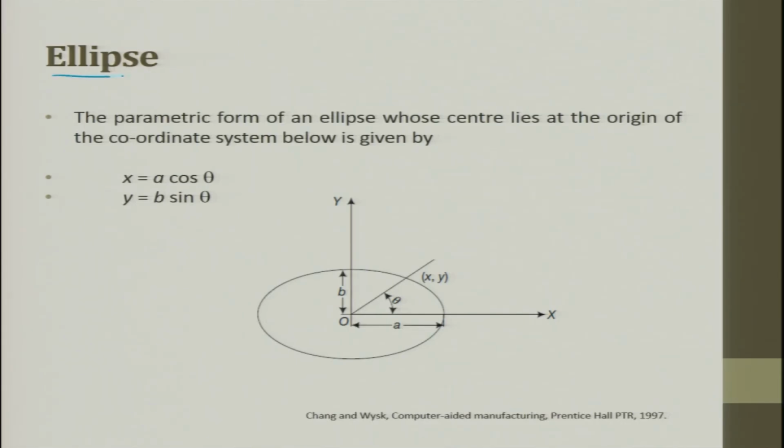Now the ellipse. The parametric form of an ellipse whose center lies at the origin of the coordinate system is given by x equal to a cos phi and y equal to b sin phi. So, this is phi, this is a and this is b. This is a typical ellipse, and you have x and y.